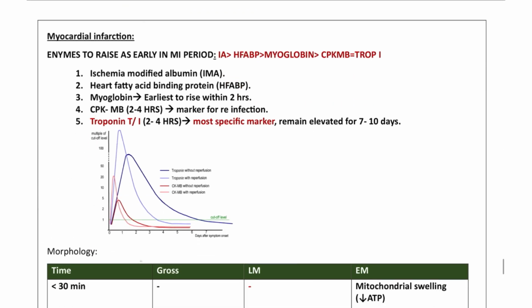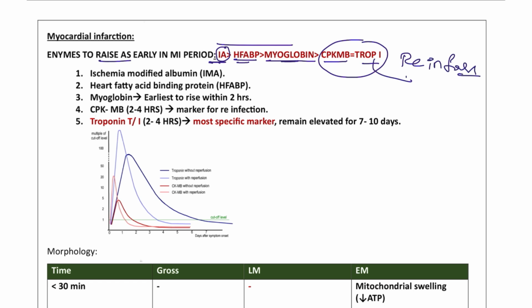Next, myocardial infarction. The most common enzymes to be raised are ischemia modified albumin, heart fatty acid binding protein, and also myoglobin. These are the early ones. The first is ischemia modified albumin, then heart fatty acid binding protein and myoglobin. Other than that, CK-MB and troponin. These both are also useful for reinfarction.